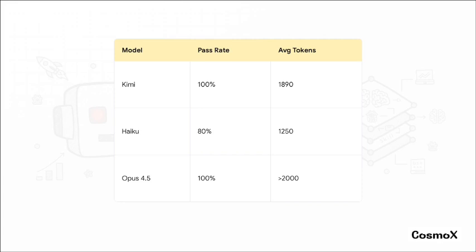Check out this table. It shows 3 different models tested with the exact same skill. A big model like Kimi gets a perfect score, but it uses a lot of tokens. And get this, the most powerful model, Opus, is so smart it doesn't even need the skill. The skill actually makes it less efficient. But look at the smaller model, Haiku. It gets an 80% pass rate, which might be perfectly good enough for your needs, but it uses way fewer tokens. This is how you find that perfect sweet spot between cost and performance for whatever you're trying to do.